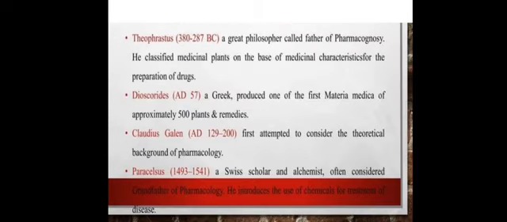Theophrastus, a great philosopher called the father of pharmacognosy, classified medicinal plants on the basis of medicinal characteristics for the preparation of drugs.